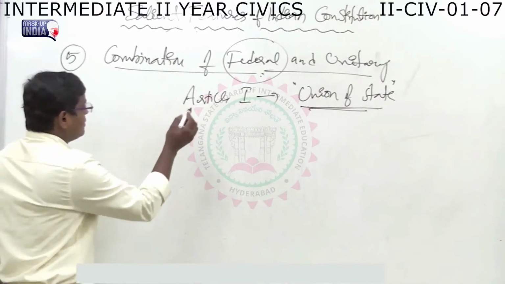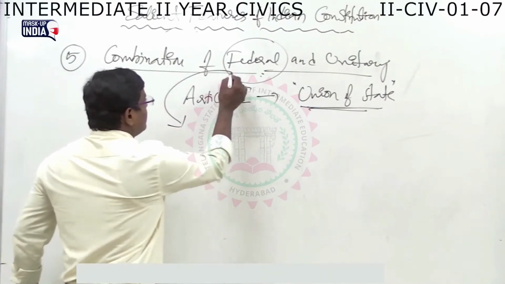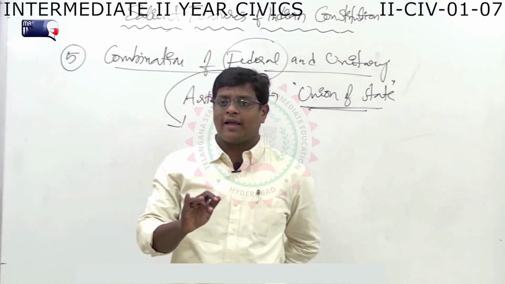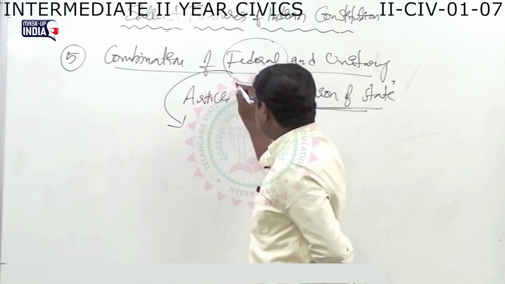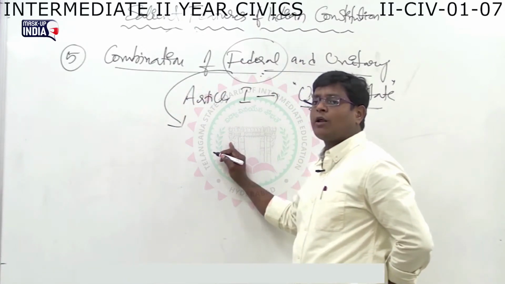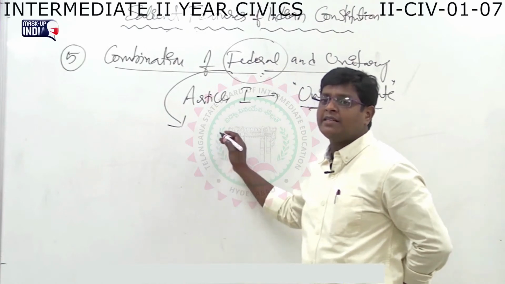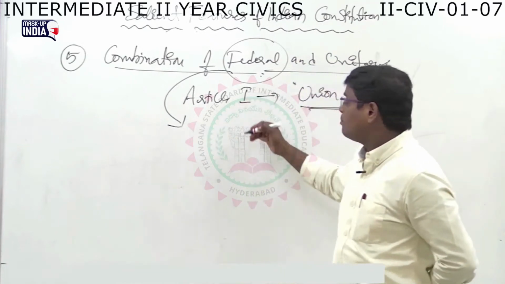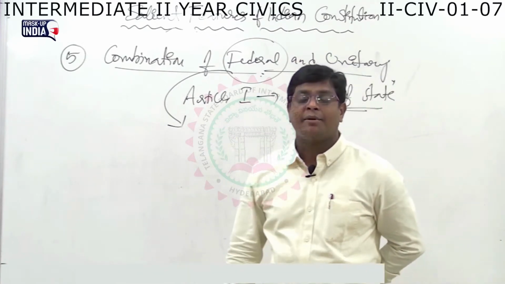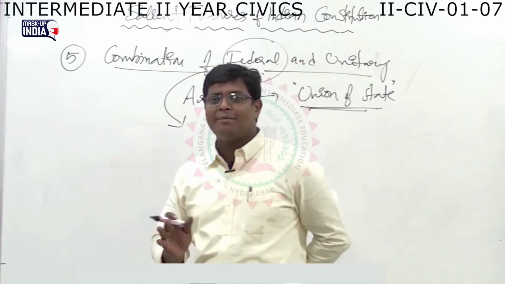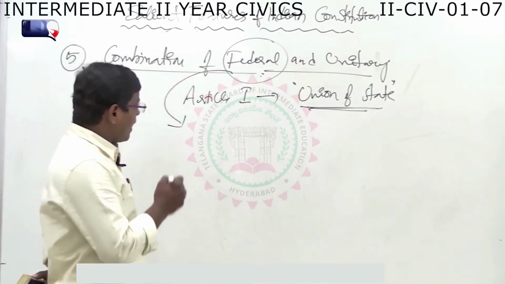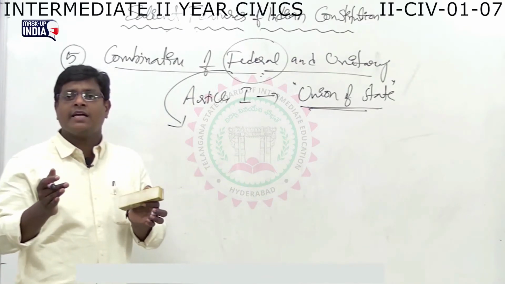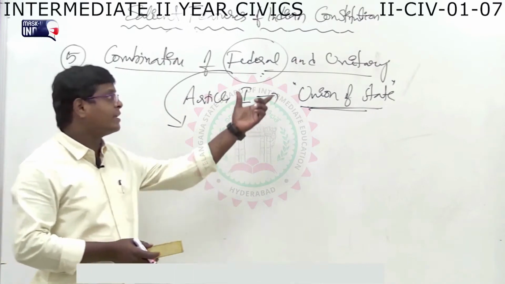Here, very clear, the term federal is derived from the Latin word foedus, which means treaty or agreement. This federal feature was incorporated with the inspiration of the 1935 Government of India Act, the Canadian model, and the American model. So basically there are different dimensions in the federal features.